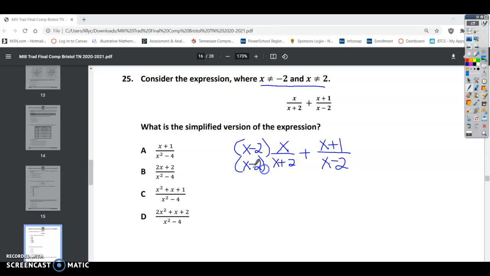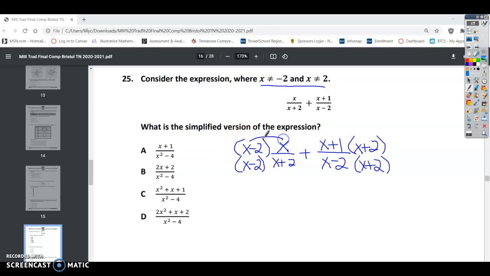If I do the same thing on top and bottom, then that means that I'm just multiplying by 1. And on this side, I'm going to multiply by this denominator, so x plus 2. And again, anything divided by itself is 1, so I'm just multiplying this by 1. I'm just manipulating the equation.